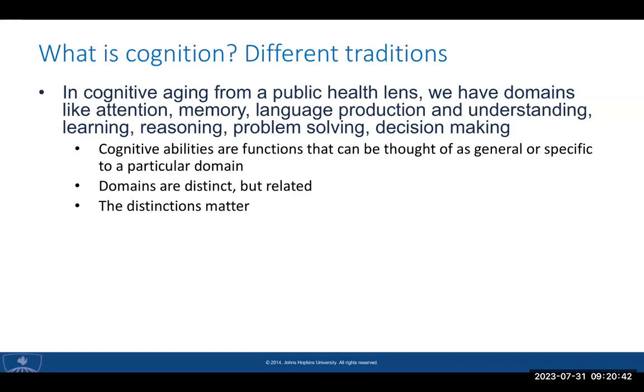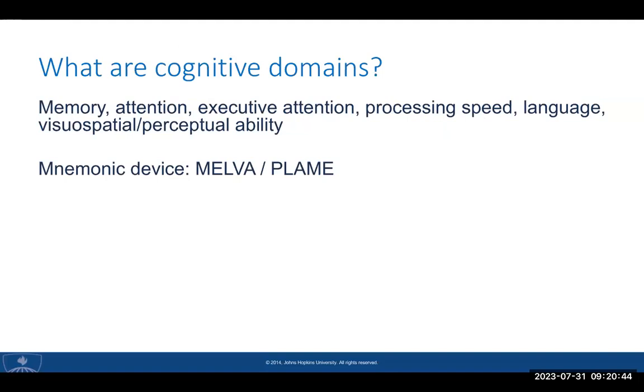And these distinctions matter. So a mnemonic device that I like to use to remember the key domains is memory, attention, executive functioning, processing speed, language, and visuospatial ability. One mnemonic device is MELVA, if you take the first letter of each word. Another, if you rearrange the letters, is PLANE. So I was working in the US State Department in 2005 when the whole Valerie Plame incident was happening, and so that's particularly salient to me and useful. So whatever helps you understand these things.